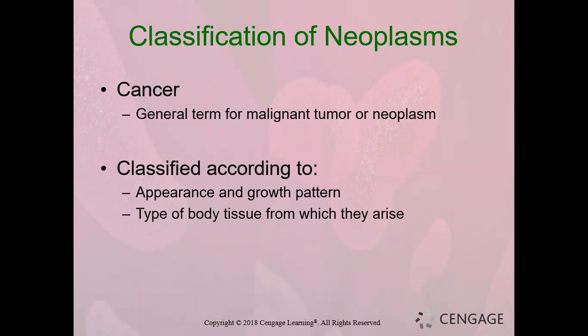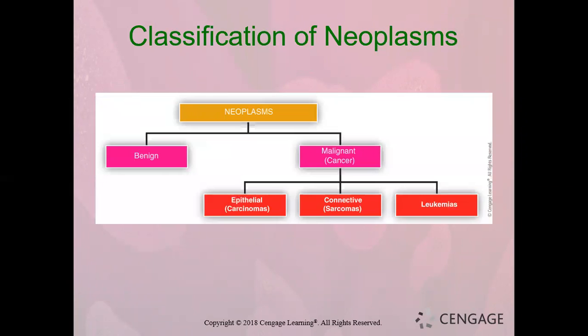Cancer is the general term for a malignant tumor or a neoplasm, and those are going to be classified by their appearance and their growth pattern, and like I said in the last chapter, the type of body tissue from which they arise. So if they find the cancer in their lymph nodes, but they say that it started in the brain, or vice versa. So neoplasms can be classified as benign or malignant, and then malignant are going to be classified as carcinomas, sarcomas, or leukemia.